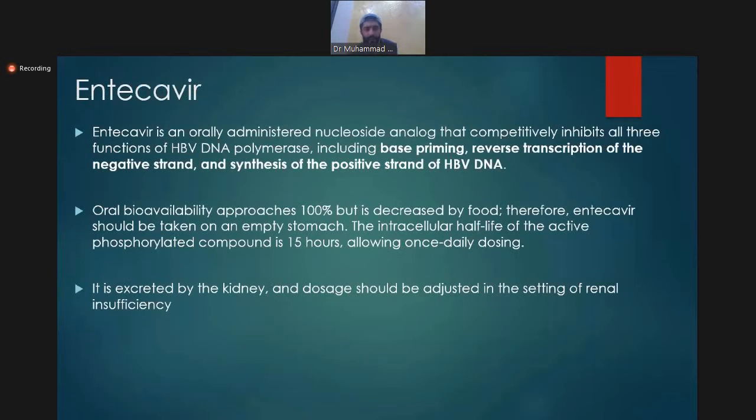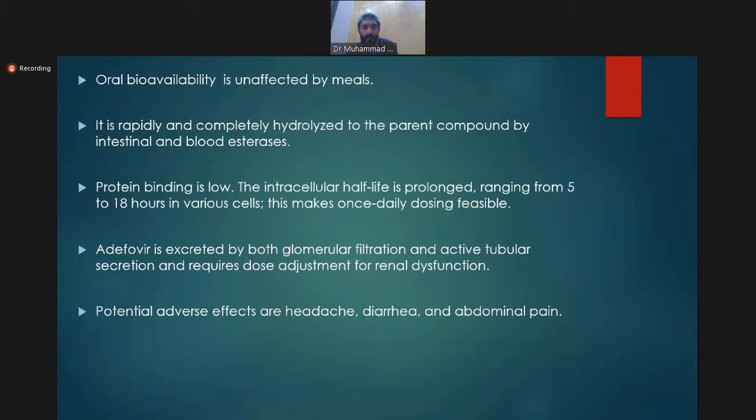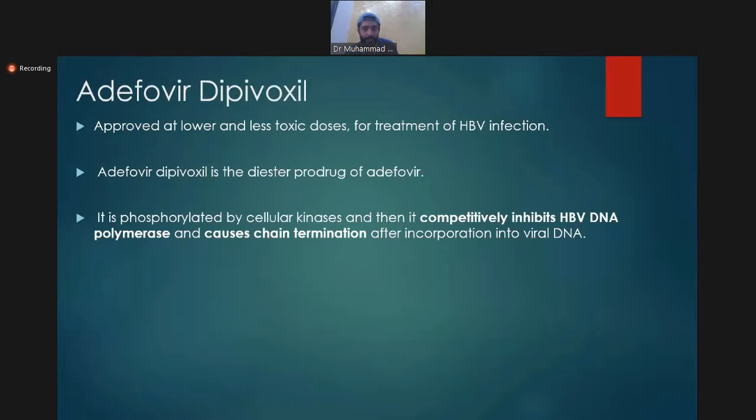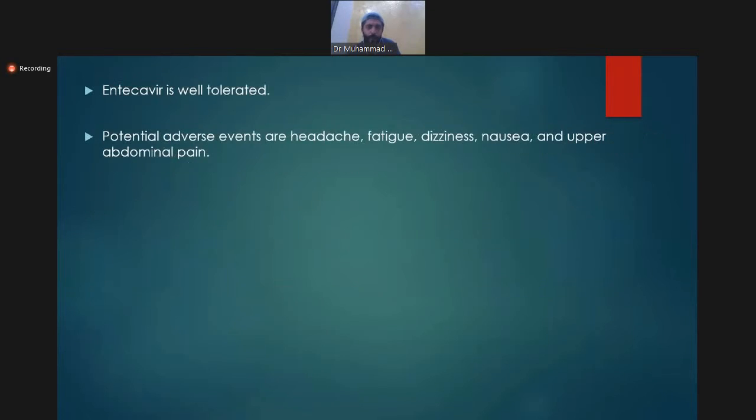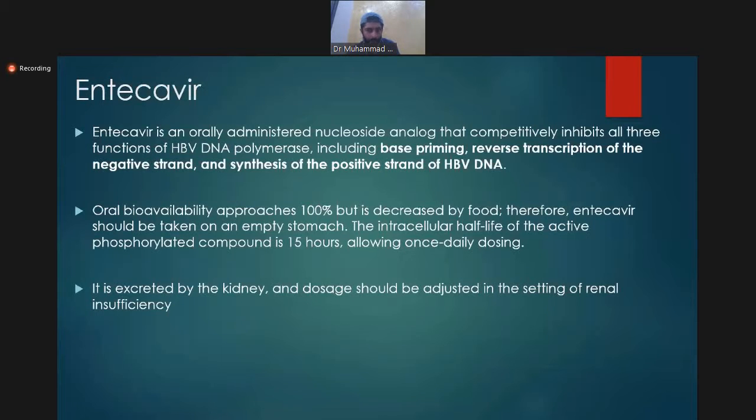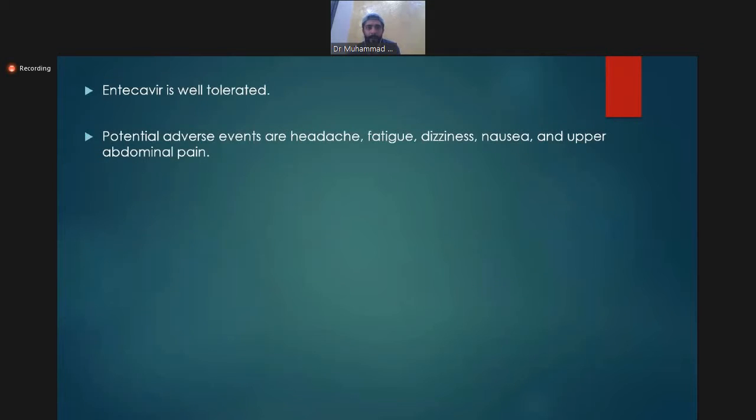So basically, जो वो थी Adefovir थी, it was inhibiting the DNA polymerase and causing chain termination. ये basically तीनों steps को वो करता है: base priming, reverse transcription of negative strand, and synthesis of positive strand. Both were being excreted by the kidney, and dosage should be monitored in renal insufficiency. Potential adverse effects, again, headache, fatigue, dizziness, nausea, and upper abdominal pain, almost similar.